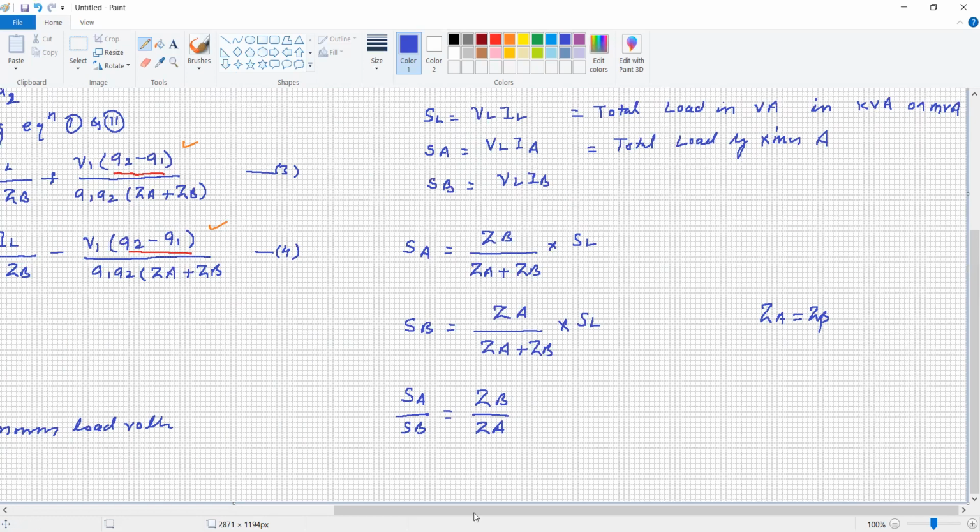Okay, so here we will stop. This is the parallel operation of transformers. Definitely some numericals based on this topic are going to be conducted in the next coming lecture.